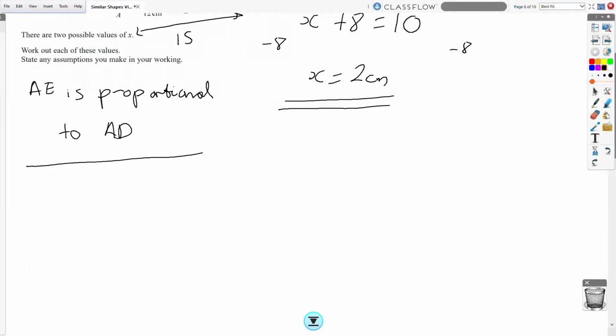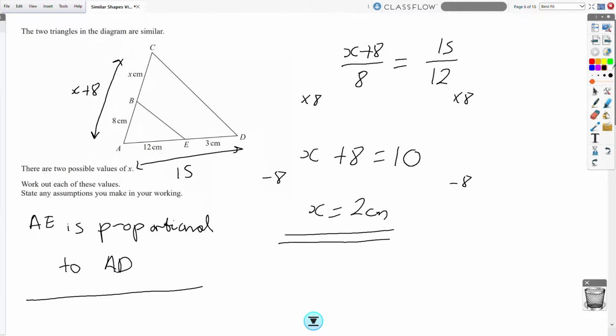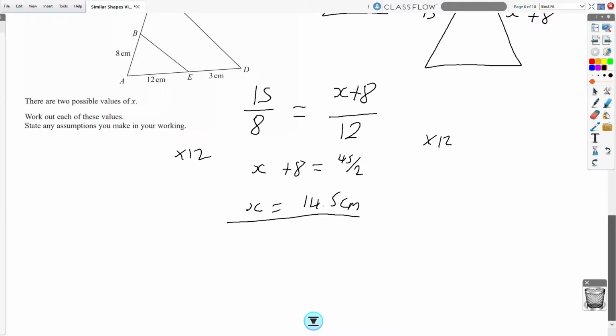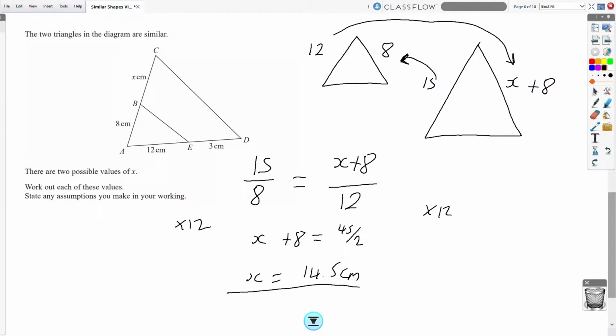So the first one, we do it normally. We use a fractional method to work out what x is. If they ask you to work out a second value, then you use any other proportional relation. So the relationship we used here was the fact that we assumed that AB, this small length, is proportional to AD. It's proportional to the opposite bigger length.